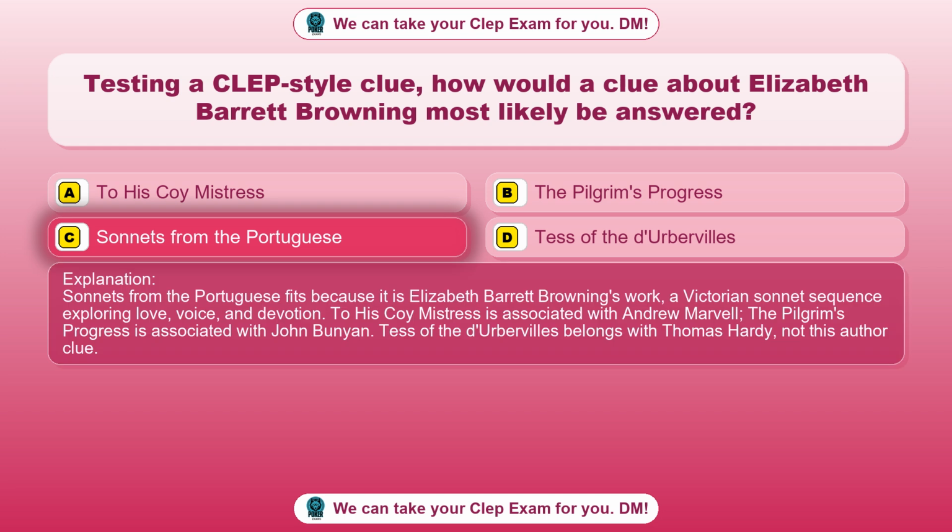Sonnets from the Portuguese fits because it is Elizabeth Barrett Browning's work, a Victorian sonnet sequence exploring love, voice, and devotion. To His Coy Mistress is associated with Andrew Marvell, The Pilgrim's Progress is associated with John Bunyan. Tess of the D'Urbervilles belongs with Thomas Hardy, not this author clue.